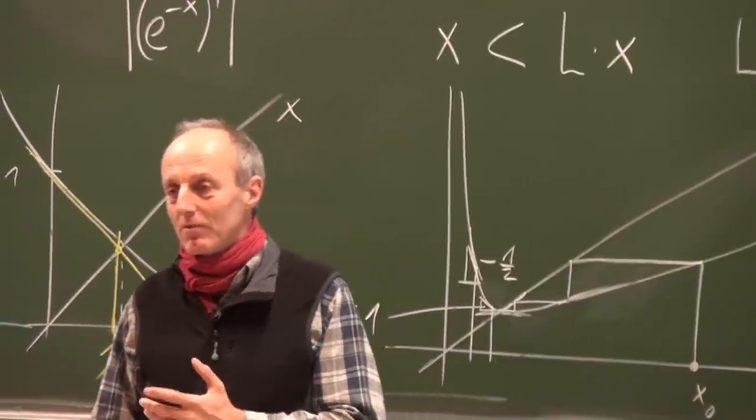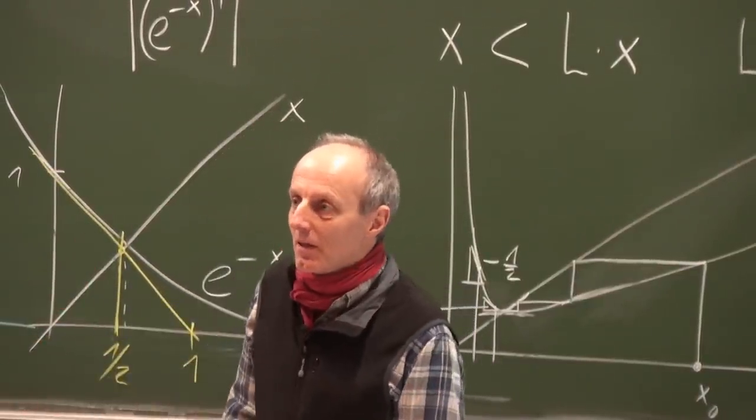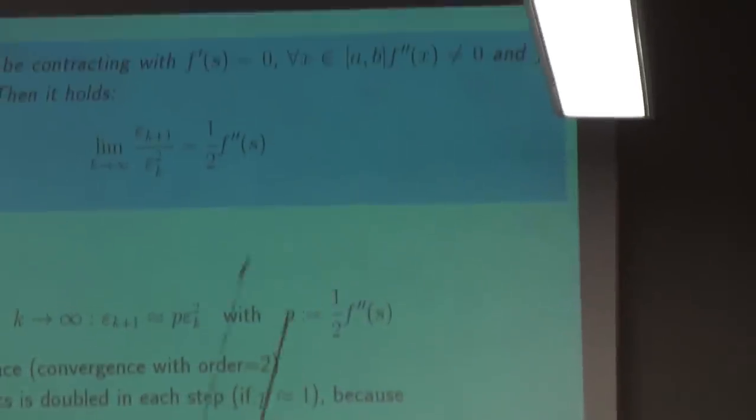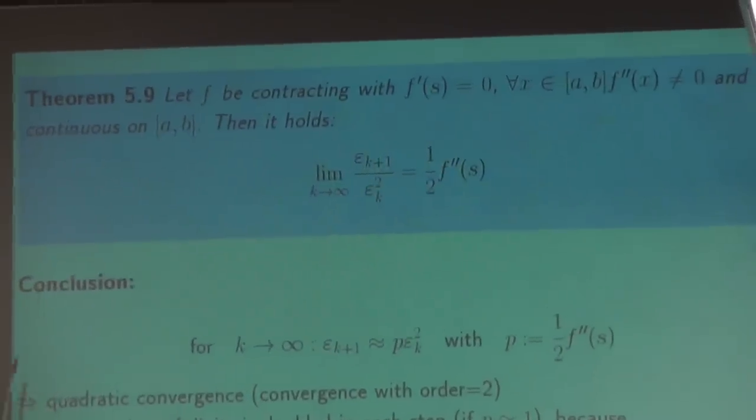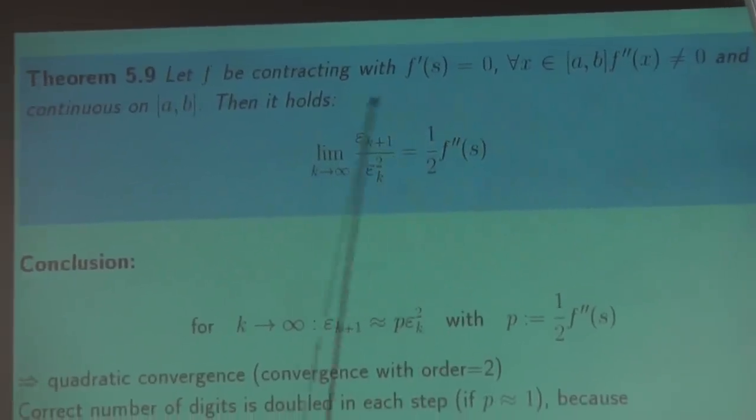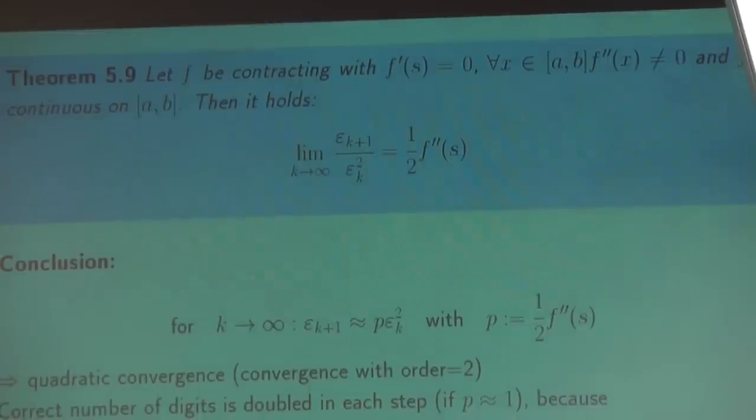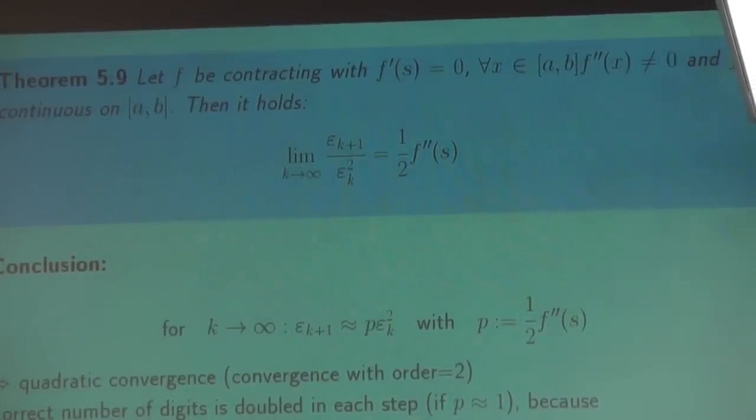But of course, this is very rare. There are not many functions with all derivatives 0. So now let's talk about this class of functions where the first derivative is 0, but the second is not 0. Yeah? And the second derivative has to be continuous in our interval. And then we get what means quadratic convergence. Why is this quadratic convergence? Look here. If we neglect the limit and we bring this epsilon k squared to the right-hand side, we have epsilon k plus 1 is approximately a constant times epsilon k squared. Yeah? And because of this square, we call it quadratic convergence.